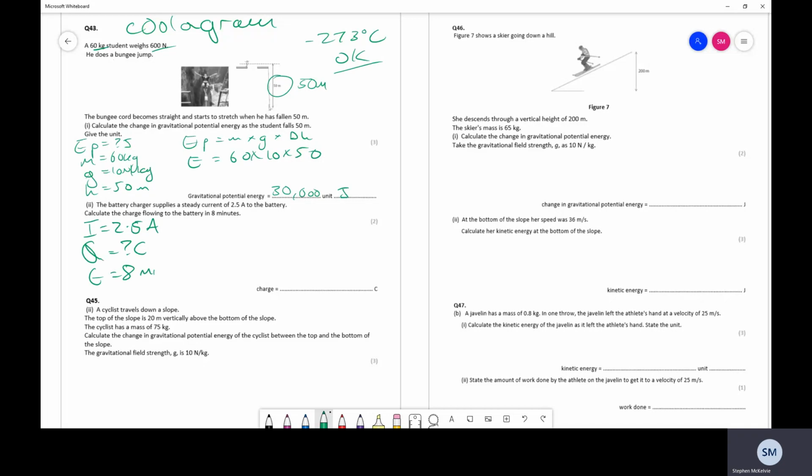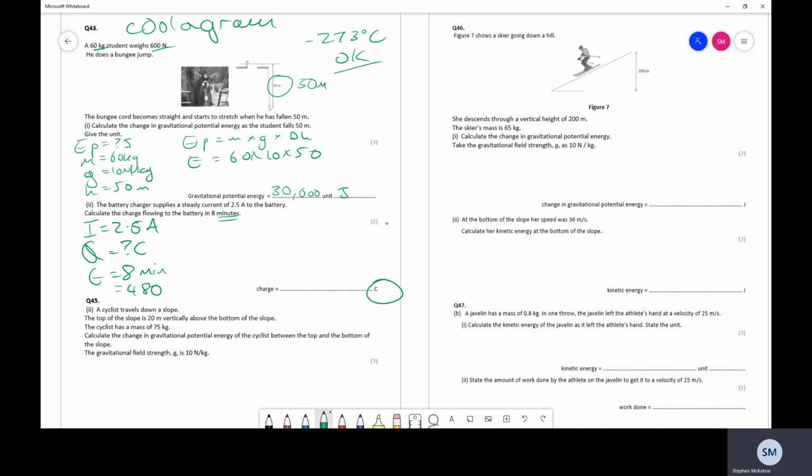Oh, the sneaky little hobbits. Look at that. They think we're going to be fooled by minutes, but we're not. Coulombs are the amount of charge passing by a particular point per second. So let's have a little look. 8 times 60 is equal to 480 seconds.